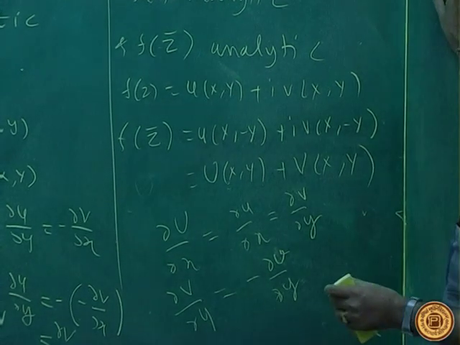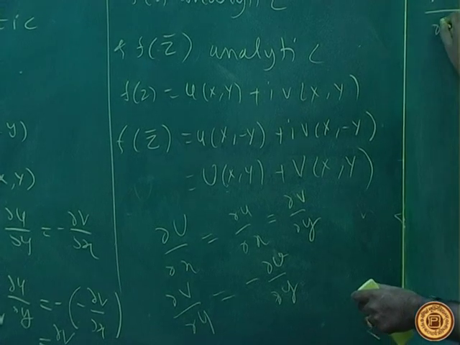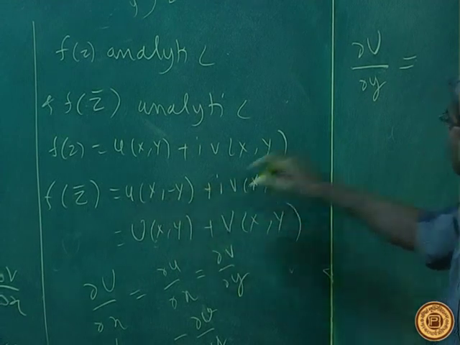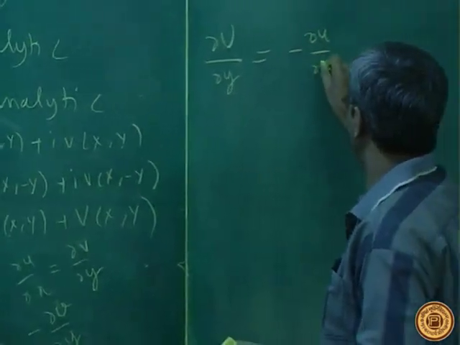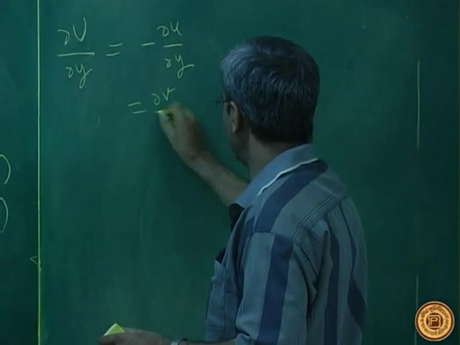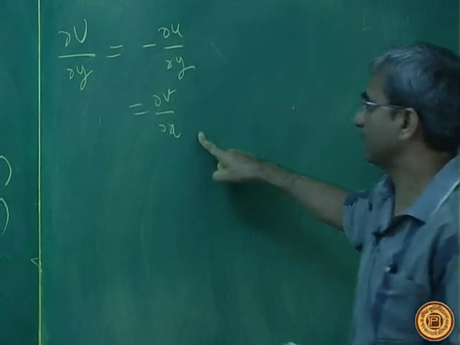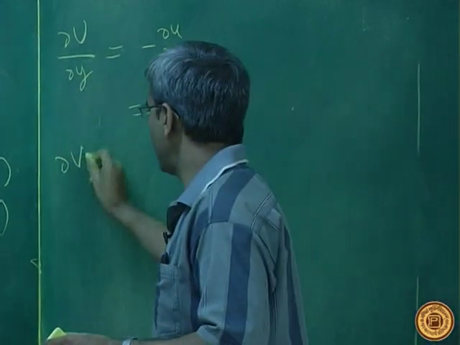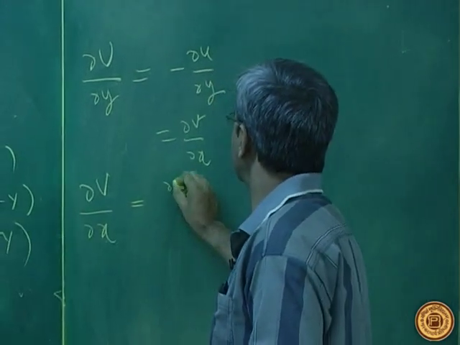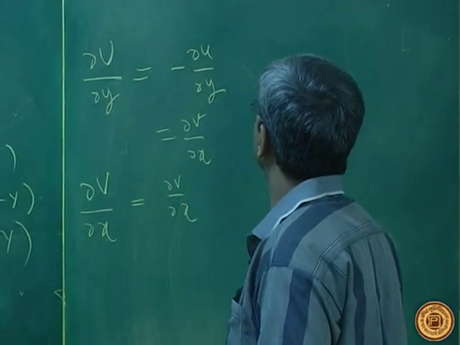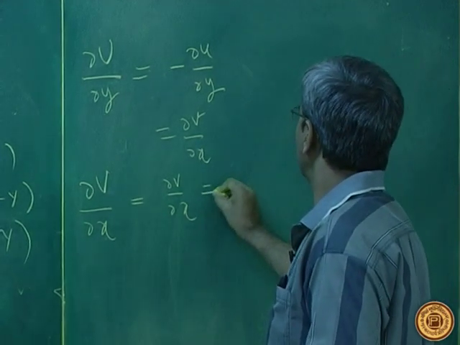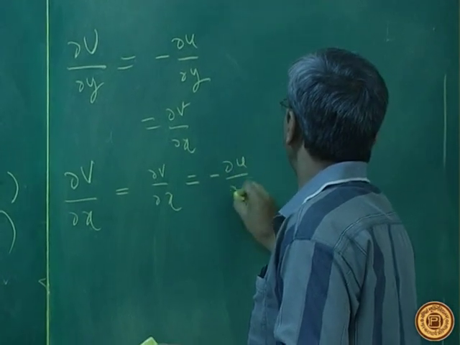So the other equation is ∂u/∂y, but u is u of x minus y. So it is minus ∂u/∂y. But that is ∂v/∂x because of the Cauchy-Riemann equations. So that is minus ∂u/∂y.